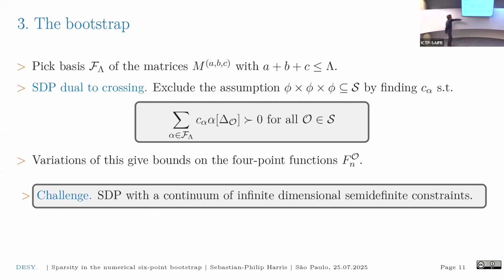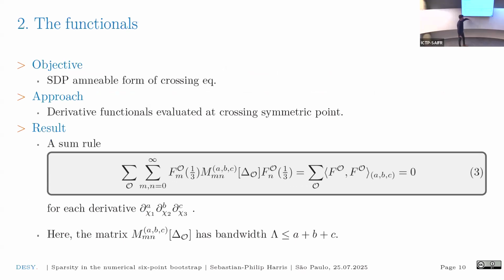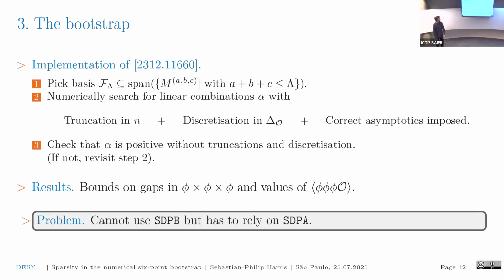Okay. And so I said something about how to bound some spectrum, and then of course you can write some variations of this that also bound these vectors F_n, or the entries of these vectors. And the challenge in this game is that the SDPs that we want to deal with now have constraints that are semi-definite constraints for infinite dimensional matrices, because this index m and n goes from 0 to infinity. So at this stage, I cannot directly put it in a computer, but I need to do something more.